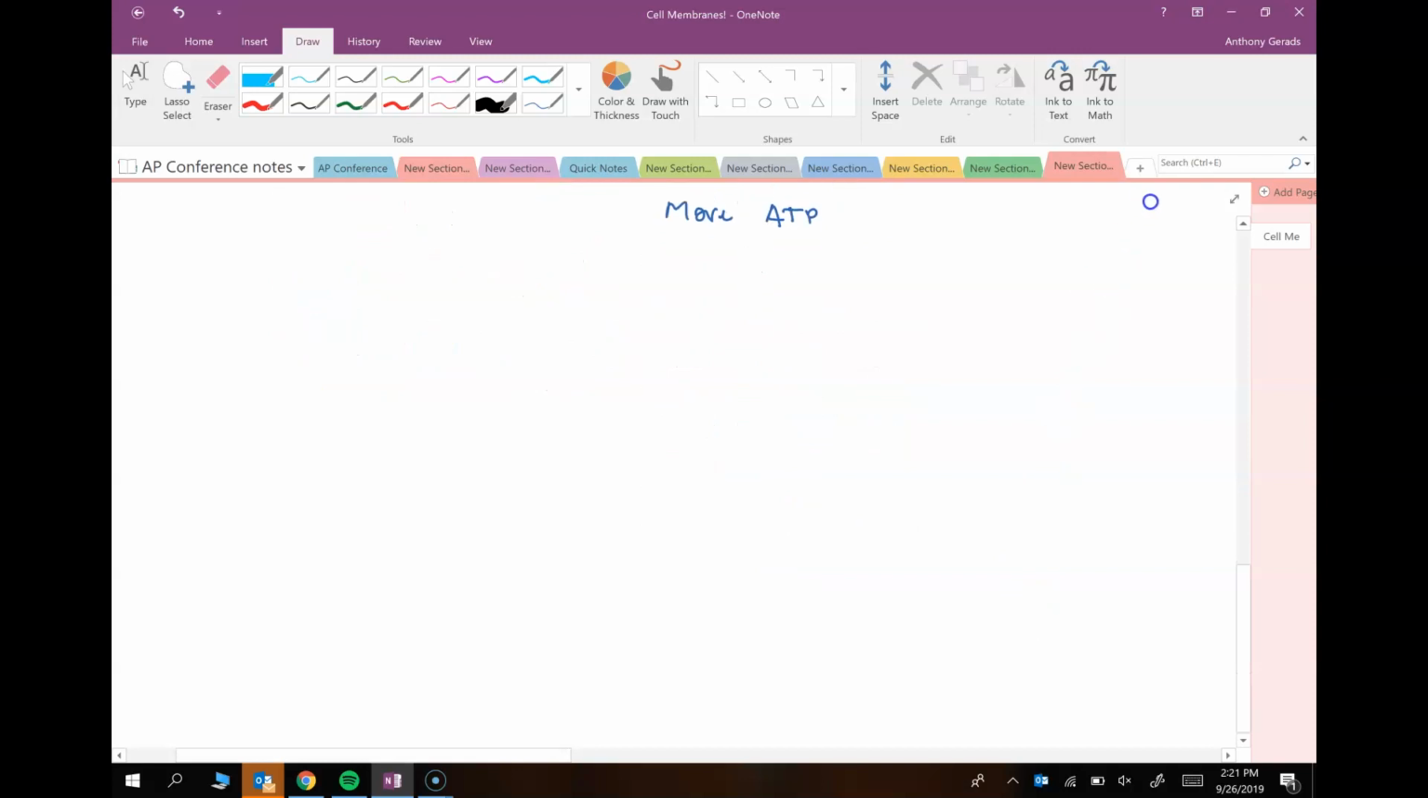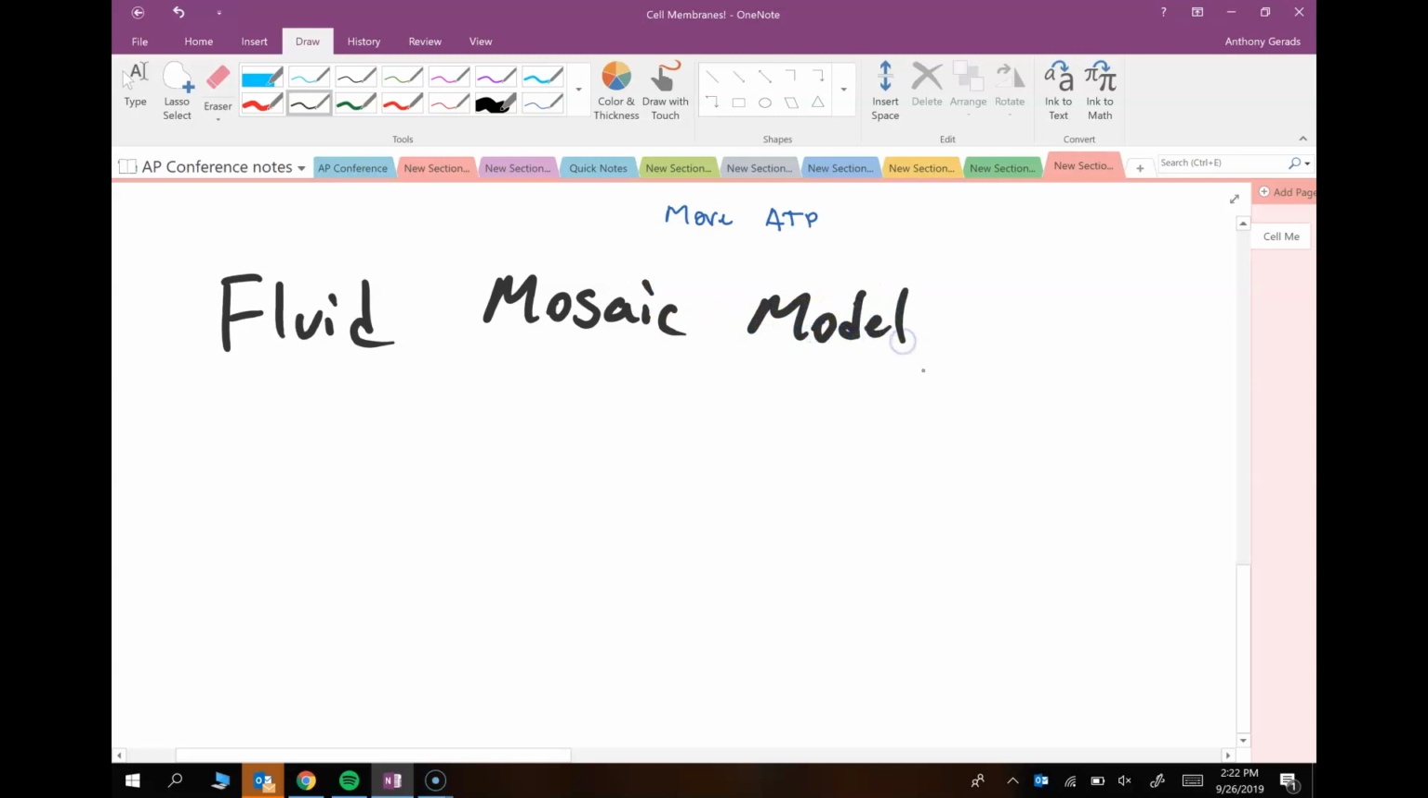Let's talk about our next thing, the model of this. Before we draw the model of what a cell membrane looks like, we should probably name it. It's what's called a fluid mosaic model. Anyone heard that before? Okay. Fluid mosaic model. What does fluid mean? So fluid means it's movable, or not rigid or stiff.